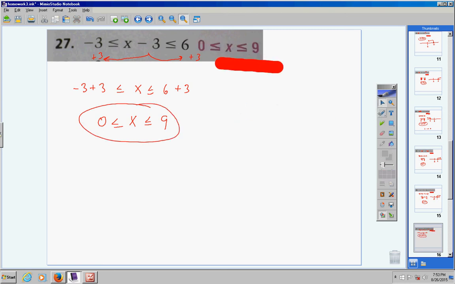Okay? Now, let's graph this. My two critical values are 0 and 9. Both points will be closed. X is greater than 0, so I'm going this way. X is less than 9, so I'm going this way. So there we go. Or some students like to do it right here in the number line, which is fine also. Okay? So the answer to this conjunction is all the numbers between 0 and 9, including 0 and 9.